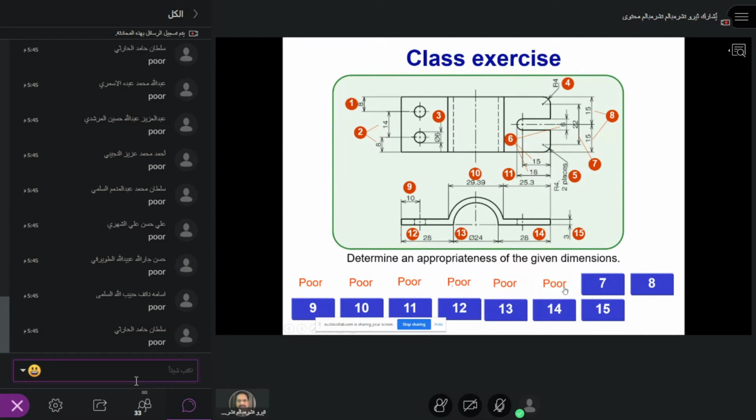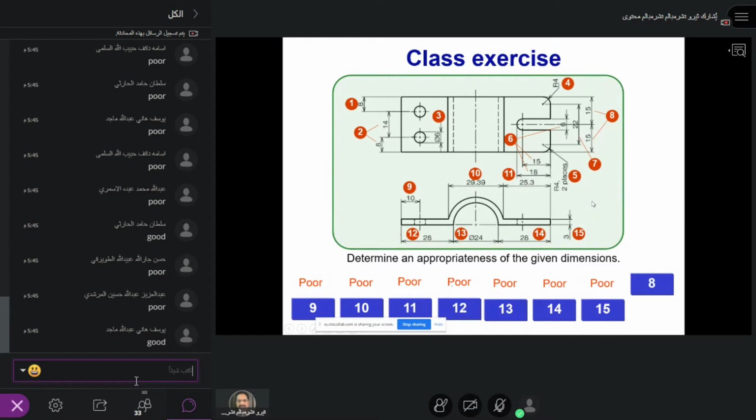6 plus poor. What about 7? 7 also poor. You see, it cuts the dimension line, the center line is cut. So the dimension line should not cut. It's poor. So there's no good in this. Let me see. What about 8?